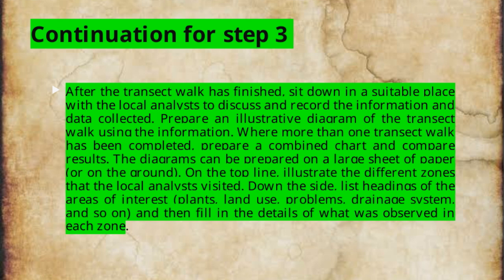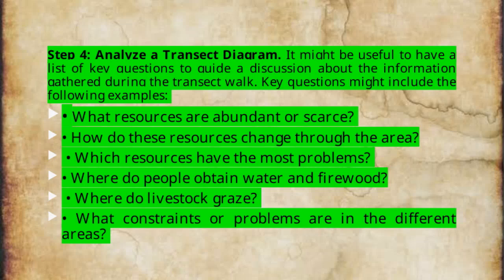At the top of the diagram, we should illustrate the different zones that the local analysts visited. Then, down the side, list headings for the various areas of interest, such as plants, land use, problems, drainage systems, and so on. Next, we fill in the details of what was observed in each zone under these headings. This approach helps us see the big picture, compare different zones, and understand the key features and issues in the area. Remember, the goal here is to synthesize the data visually, making it easier to interpret and discuss what we've learned from the walk. Now let's move on to step 4, analyzing a transect diagram.